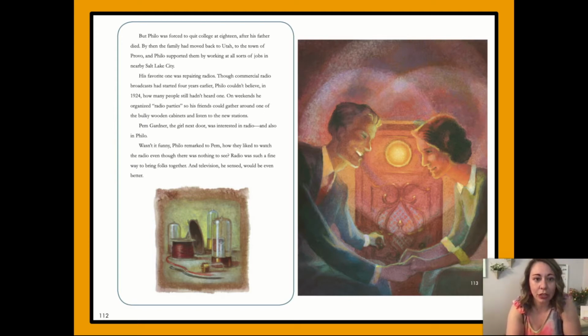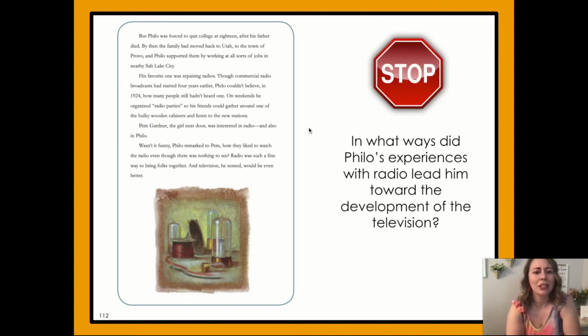Pem Gardner, the girl next door, was interested in radio and also in Philo. Wasn't it funny, Philo remarked to Pem, how they liked to watch the radio even though there was nothing to see? Radio was such a fine way to bring folks together, and television, he sensed, would be even better. So let's stop and think. In what ways did Philo's experiences with radio lead him towards the development of television?